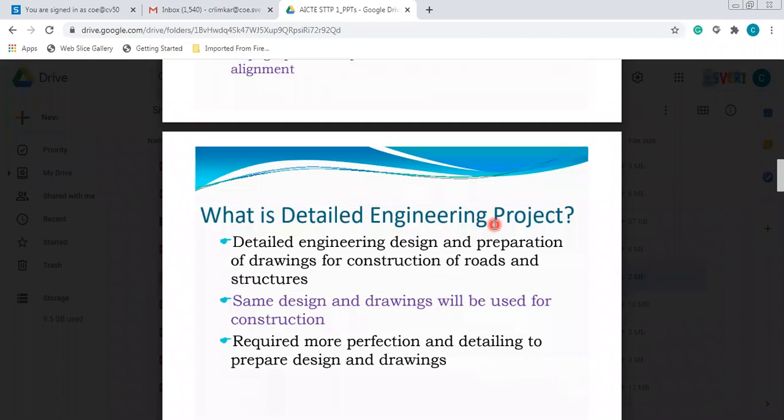Sorry, day wise scheduling. So DPR, the detailed project report, includes that thing. But in your detailed engineering project, you should focus on the detailed engineering design, preparation of the drawings for the construction of the roads and structures. Okay, so if your site conditions are same, then your design parameters again are same. Then you can use the same design and drawings for the construction.